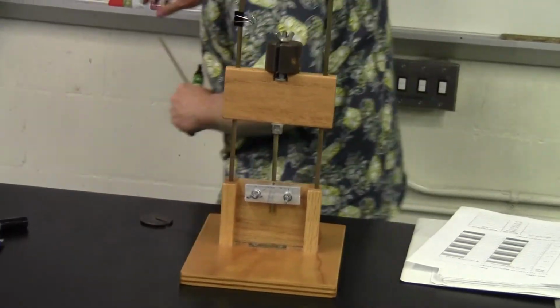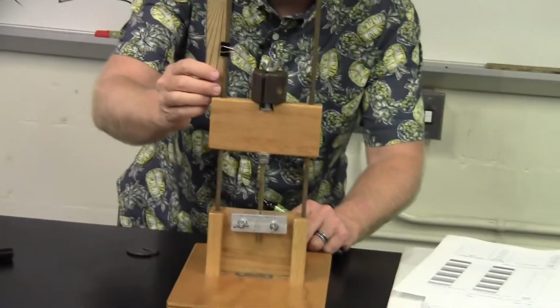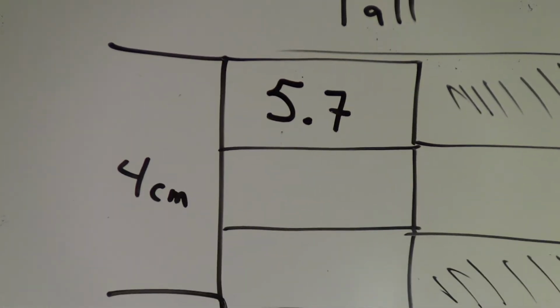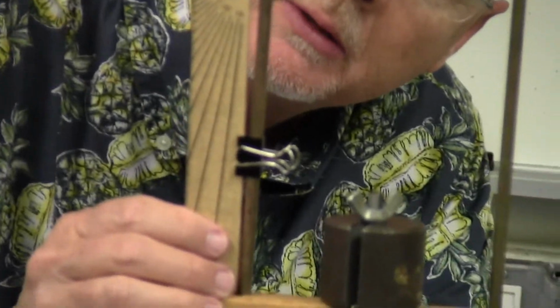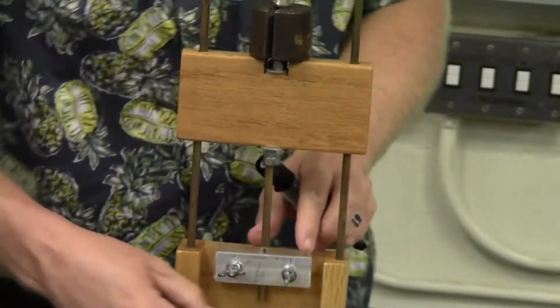And so that's why in this chart over here, we're going to end up putting a number right here that is greater than 4. And so I'm going to measure it here. And so this says 5.7. Now that seems like a little much, but that's what I got. Okay. So let's try it again.